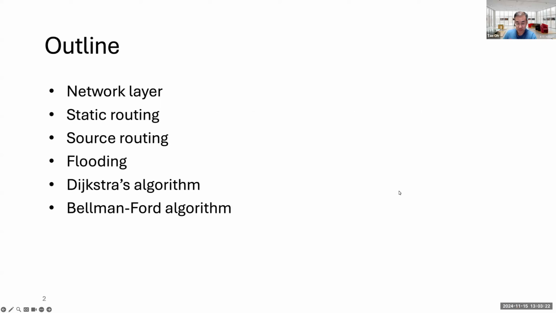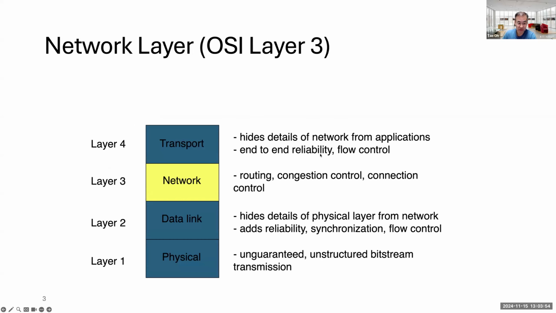So let's get started. I want to talk to you about the network layer and static routing, source routing, flooding, the Dijkstra algorithm and the Bellman-Ford algorithm. Dijkstra and Bellman-Ford shortest path algorithms are very famous for that. And I want you to know that there are several different routing algorithms, shortest path and not shortest path. Typically, in the network layer, layer three, the routing, that's where the shortest path is being used, as you hear.